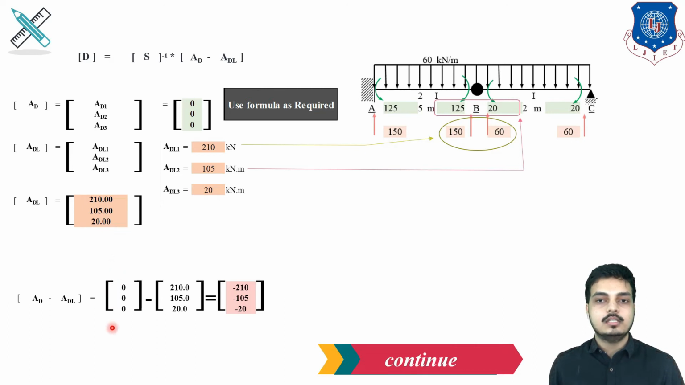So the AD value is 0. ADL values are 210, 105 and 20, and it will be in negative form. I would like to repeat that the number of unknowns is 3, but with respect to each unknown, we have to place its own value. Like D1 is a reaction, so we have to keep the reaction as its own value, like we did in ADL1. For ADL2, we checked the moment, and for ADL3, we have seen this moment.